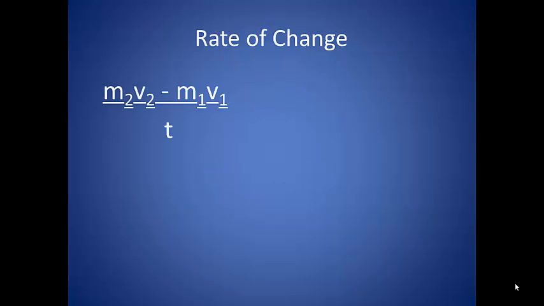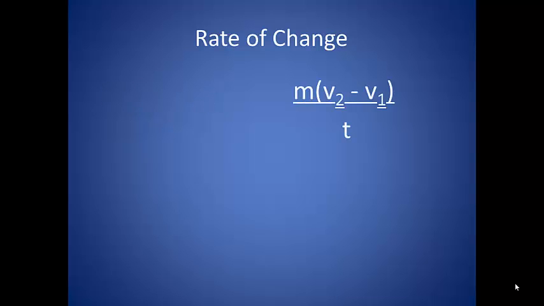The amount of force that it takes to change the momentum of an object is actually equal to the rate of change of momentum. So if we know the time it takes for a change in momentum to occur, we can determine the amount of force it takes to cause that change. We can write this simply as change in momentum over time.